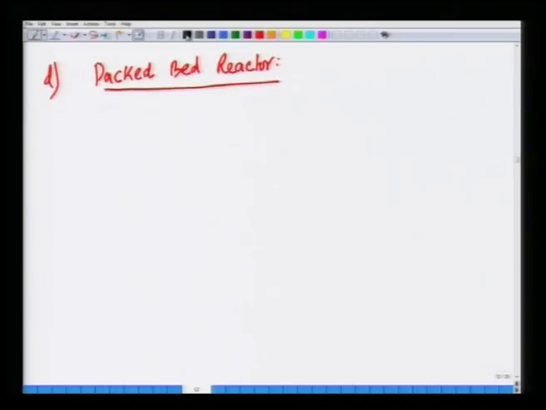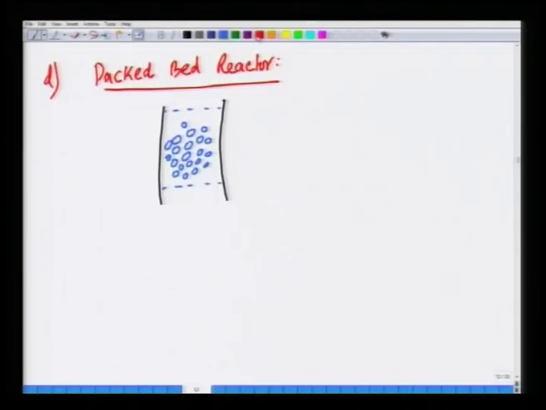A packed bed reactor is nothing but a huge column in which you have solid packing. These could be catalyst particles in which reaction takes place, or they may be simply inert solid packings which enhance the surface area of contact between two streams. For example, in this packing, you may have a stream of liquid that is flowing like this and another stream of gas that flows like this.